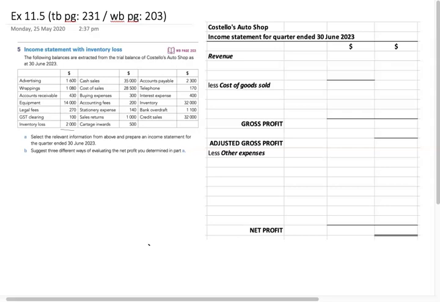Hi class, this video is going to run through exercise 11.5. If you're working through at home, you'll find this in your textbook on page 231 and your workbook on page 203. This is a question that's going to ask us to create an income statement for our business, Costello Auto Shop. And we've been given a trial balance here that has a number of accounts or general ledger balances at the end of 30 June 2023.